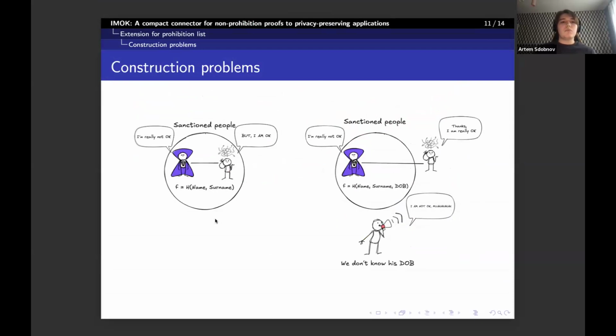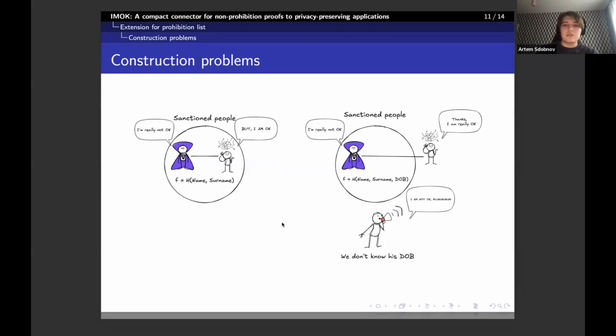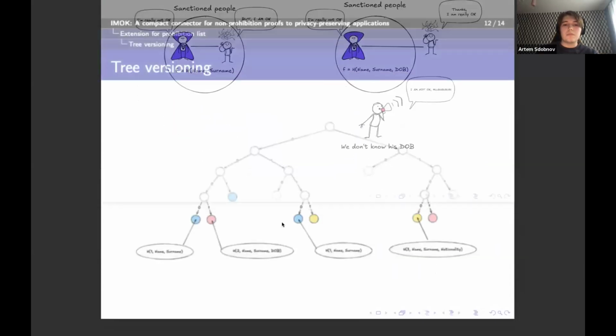But such a scheme could have some problems, for example, when people have the same name and the same surname, we could have some collisions in the tree. So for this, we could add birthday, and those people would be divided by the function. But when we don't know the birthday of the person who is in the sanction list, such a person won't be added to the tree, so he will be able to participate in voting.